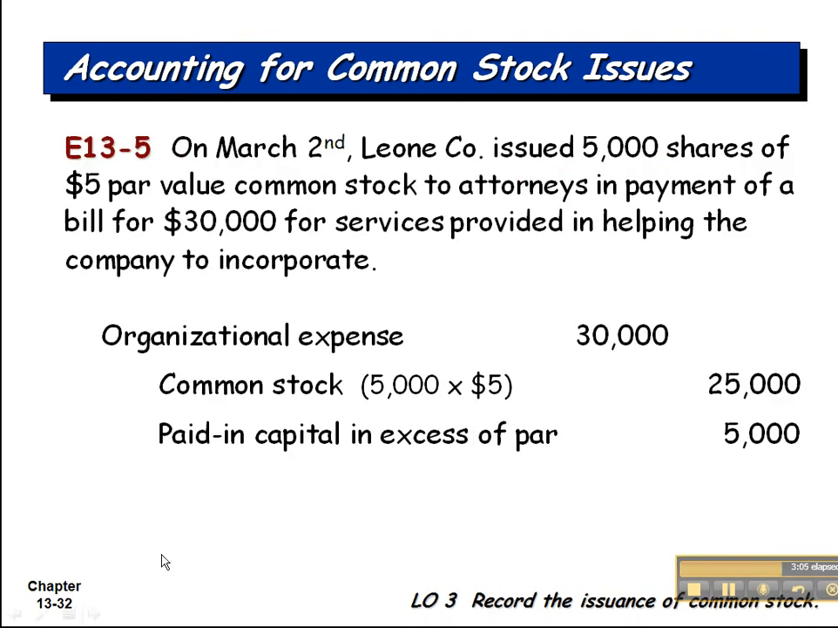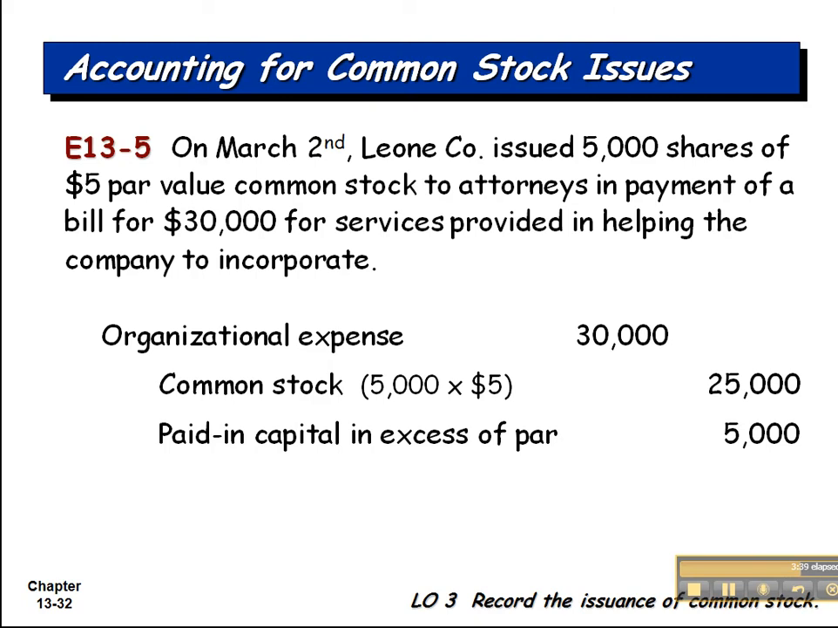On March 2nd, Leone Corporation issued 5,000 shares of $5 par value common stock to attorneys in payment for their bill. So basically, here's some stock, instead of giving you cash. We're going to give you stock for services provided in helping the company to incorporate. So organizational expense is going to be debited for $3,000. Again, that's an expense that's going to go on the income statement, and common stock is credited 5,000 times 5, as we can see up here, issued 5,000 shares at $5 par value.